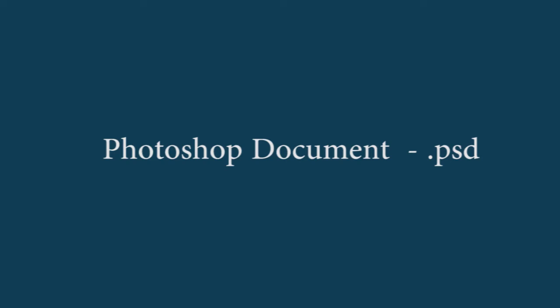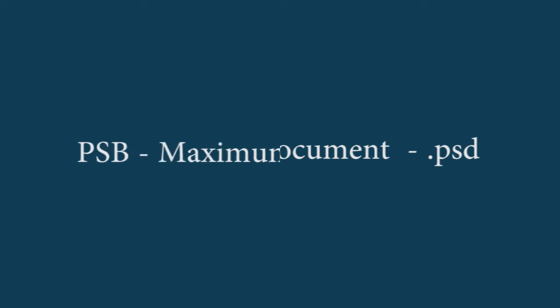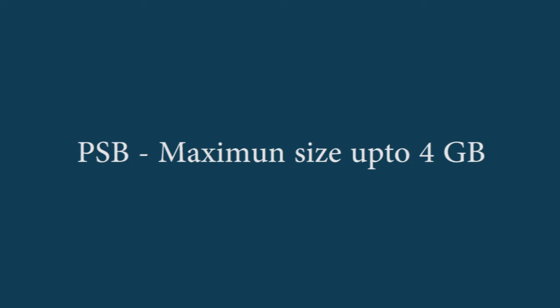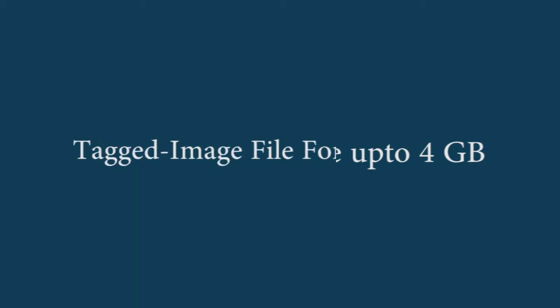Now look at the other file format, that is large document format, or it is called as PSB. Now if your file is more than 2 GB, then you can go for this format PSB, where it can support maximum of 3 lakh pixels in any dimension. So this is also possible in Photoshop. So if your file size is more than 2 GB, you can save it in PSB.